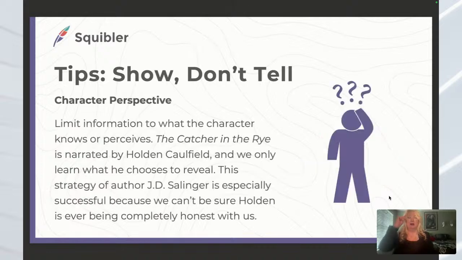Another tip for limiting your exposition is character perspective. You want to limit information to what the character knows or perceives. In The Catcher in the Rye, which is narrated by a teenager, Holden Caulfield, we only learn what Holden chooses to reveal to us. This strategy that the author J.D. Salinger uses is especially successful because we cannot be sure that Holden is ever being completely honest with us. We don't know if he's telling the truth in many situations. He's more interested in making himself look like the hero of his story. So that's something that you might consider as well.